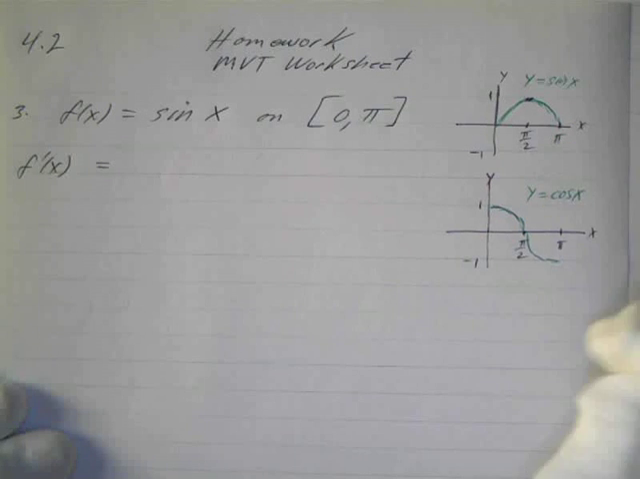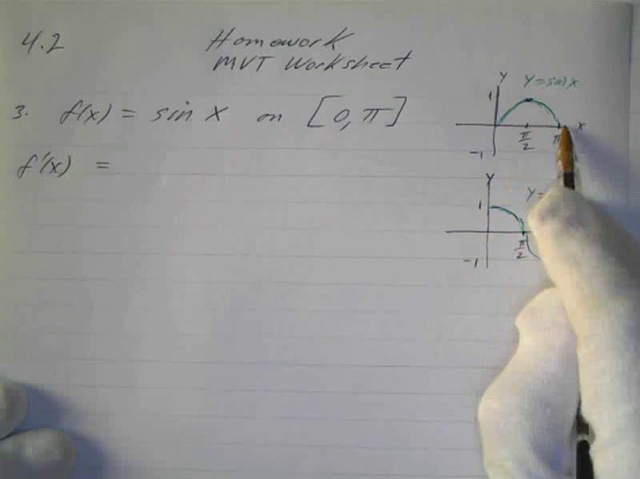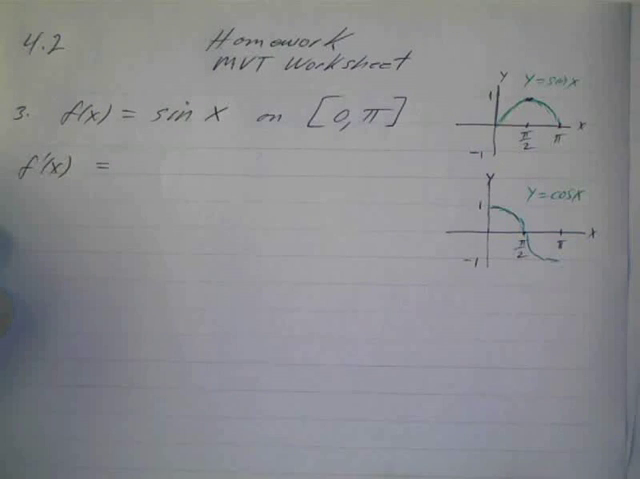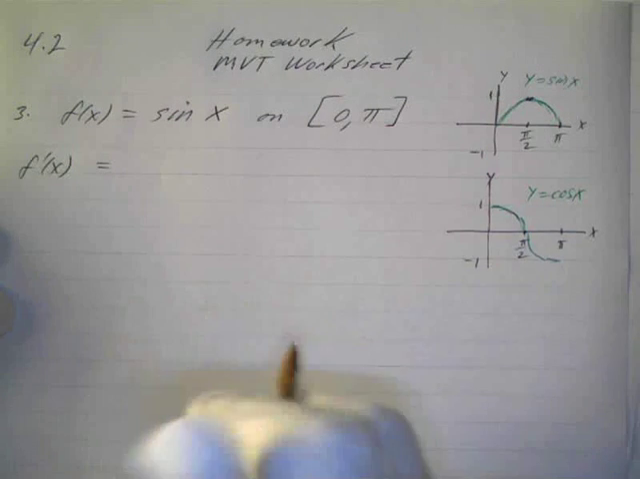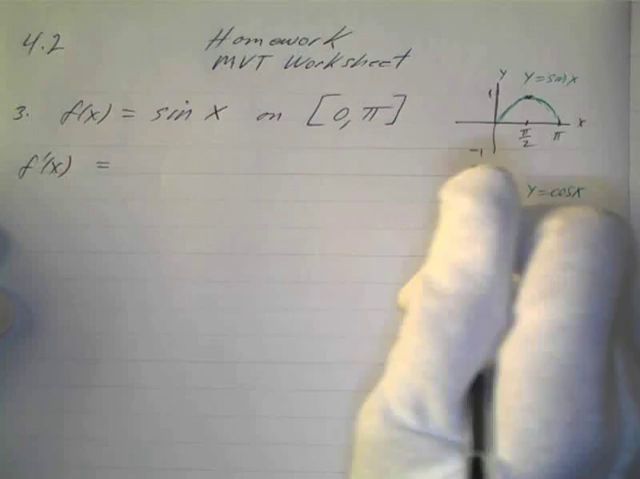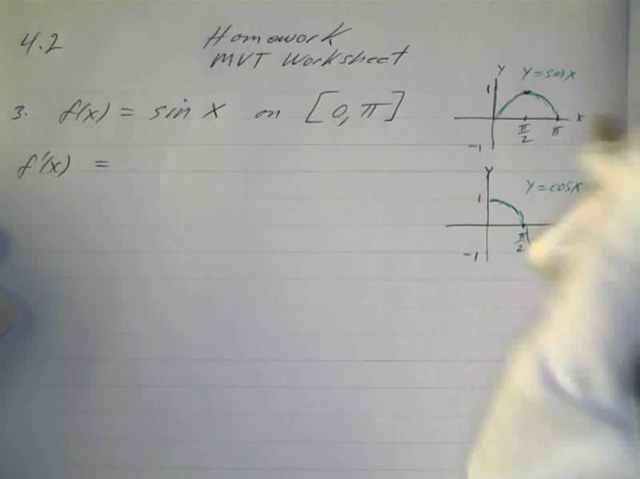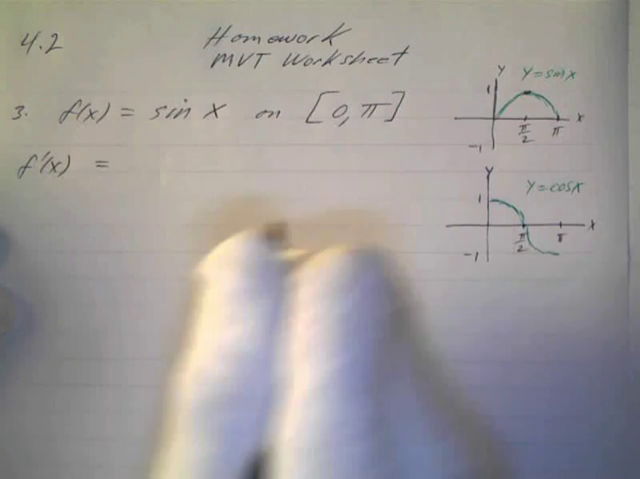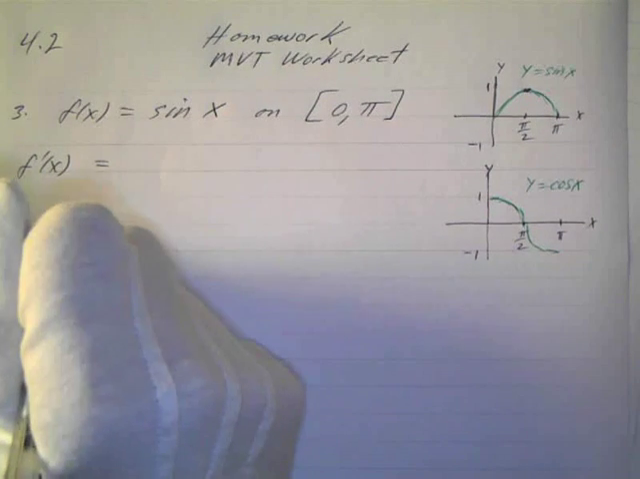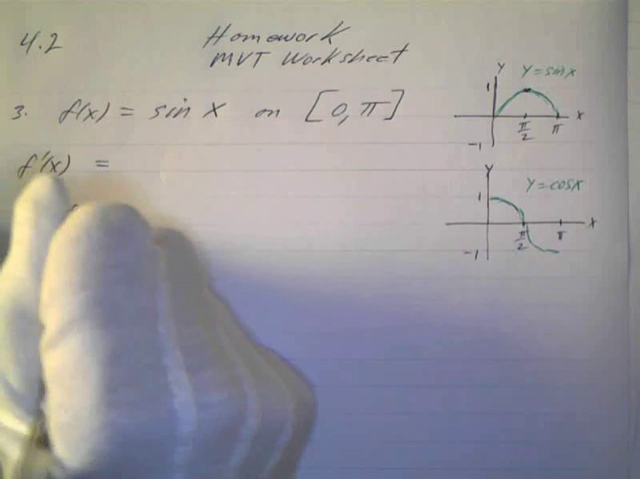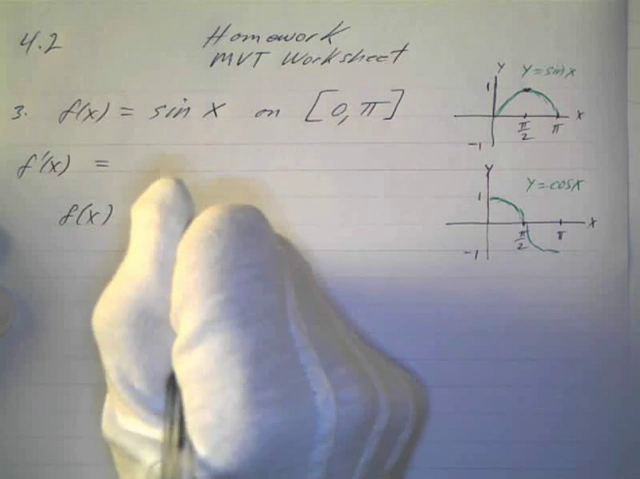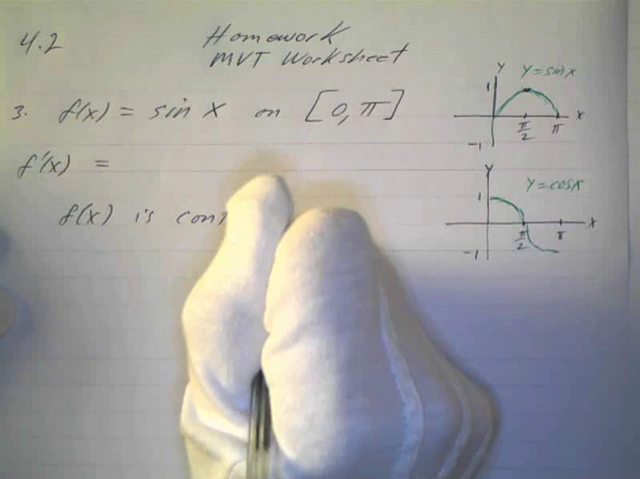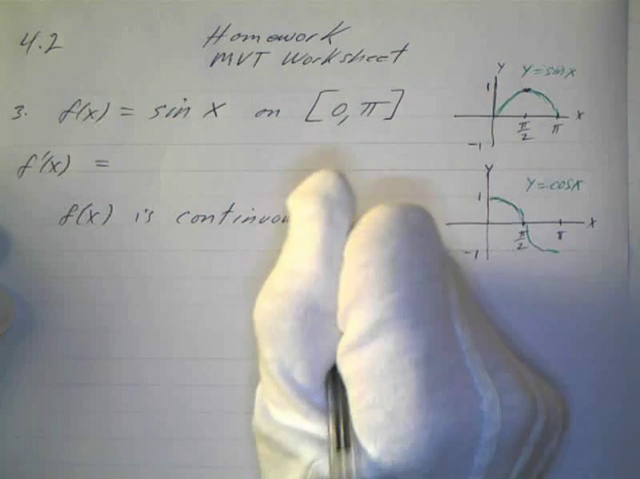continuous on the closed interval, and it's differentiable on the open interval. But we will check it first. It looks like it's continuous. So there's not much else we can say. It's defined for all the values. So we'd have to say that f of x is continuous on the closed interval.